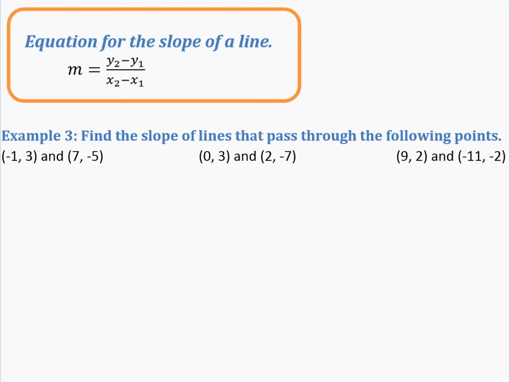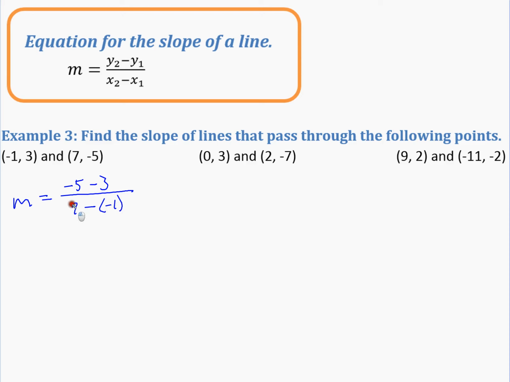So, equation for slope, here it is. Find the slope that passes through the following points. We don't need to graph them anymore. We can just use our formula. So this slope is going to be y sub 2. Let's pick this one. This is our y sub 2 minus y sub 1, so minus 3. Over, and since I started with negative 5 on the top, I have to start with 7 on the bottom, so 7 minus negative 1.